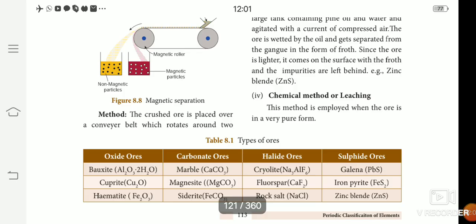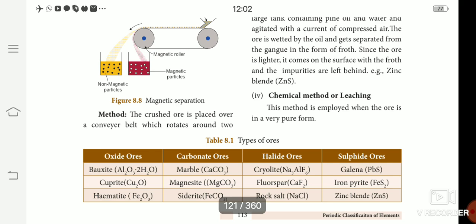The last one is the chemical method, or leaching. This method is employed when the ore is in a very pure form. The leaching process is used in the extraction of a substance from a solid. Ores of metals occur as oxide ore, carbonate ore, halide ore and sulfide ores.